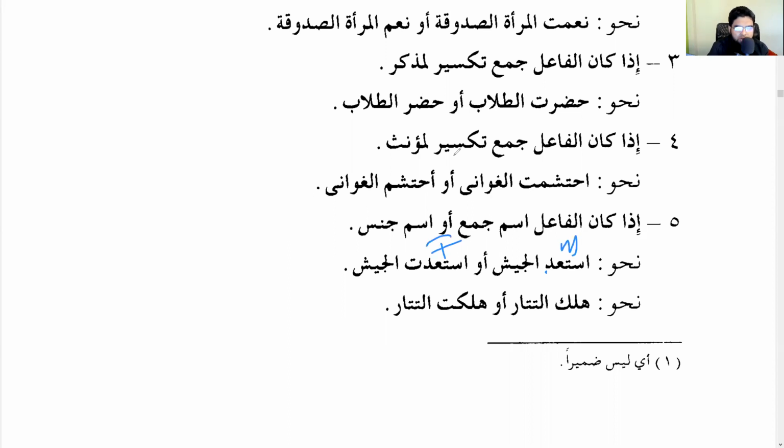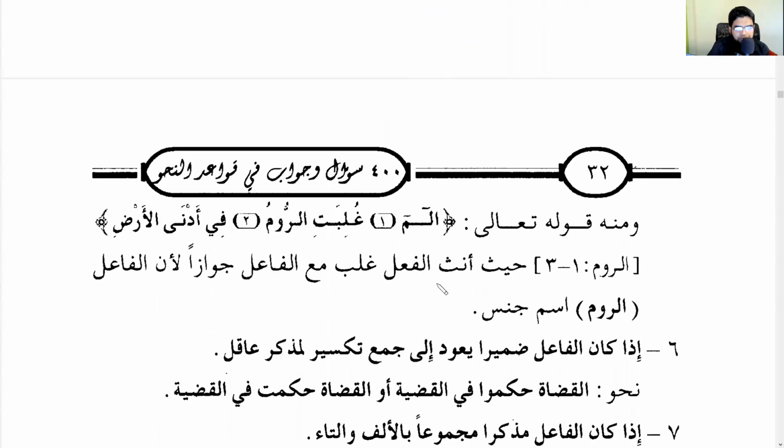So it's similar to broken plural, no? So any plural which is not a normal plural, like ismu jama or ismu jins. Jins means a type of people or type of things, like halakat tatar, the Tatars were destroyed, or halakatit tatar, the Tatars were destroyed, using the female. Yeah. So use female or masculine.